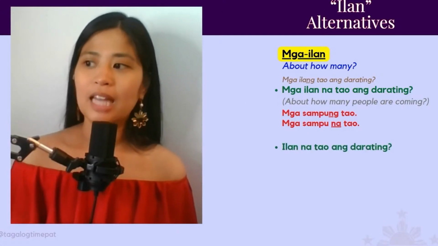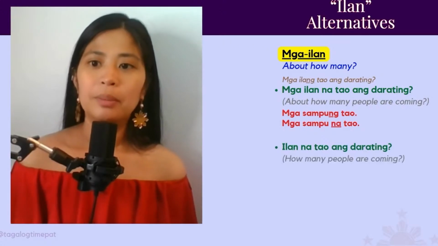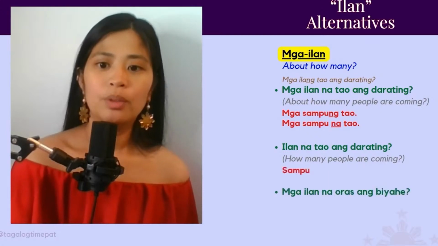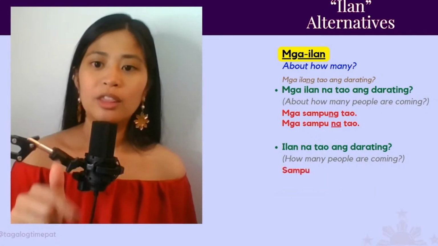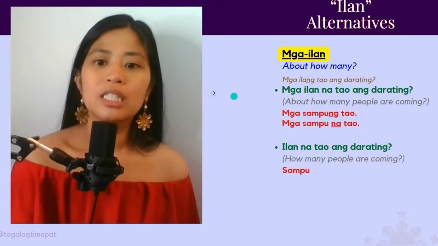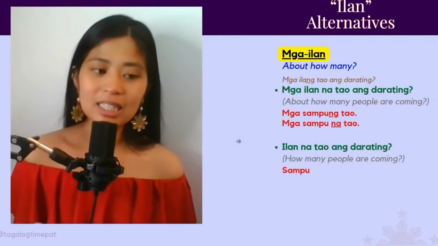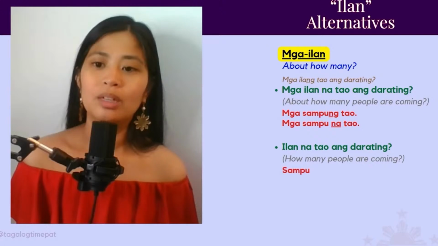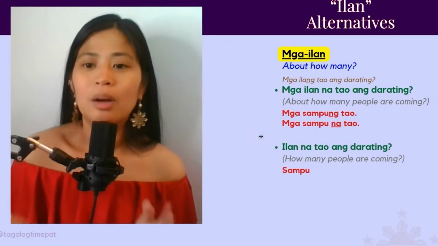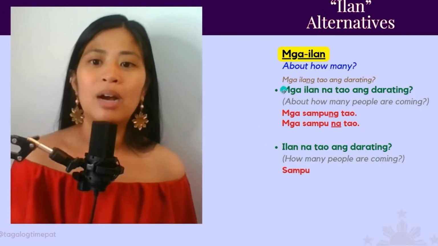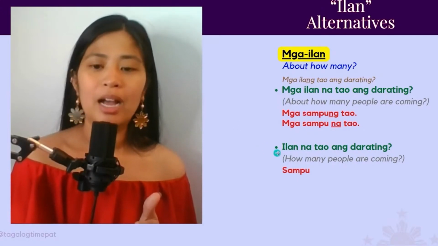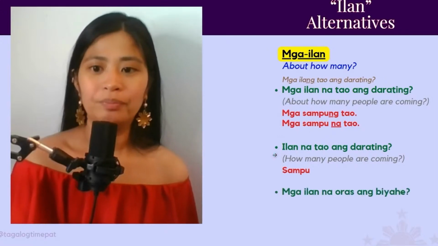Another example, ilan na tao ang darating? How many people are coming? Ilan na tao ang darating? 10. So that's just to show you the difference here. Mga ilan is about how many are coming versus ilan na tao ang darating. This is like definitive. 10 people are definitely coming. Versus mga 10, about 10. Okay, so when you add mga, it's asking about like an estimation. When you don't have mga, it's asking for a definitive answer.